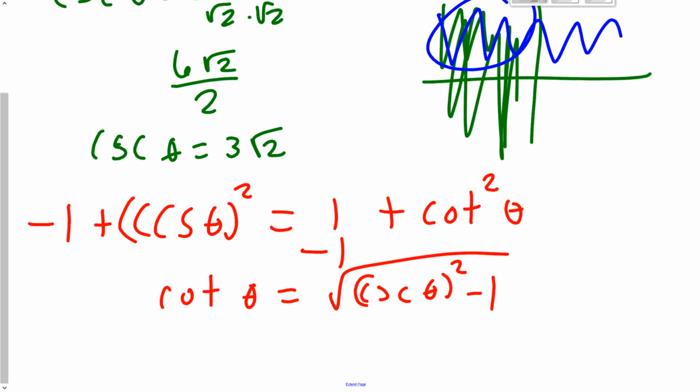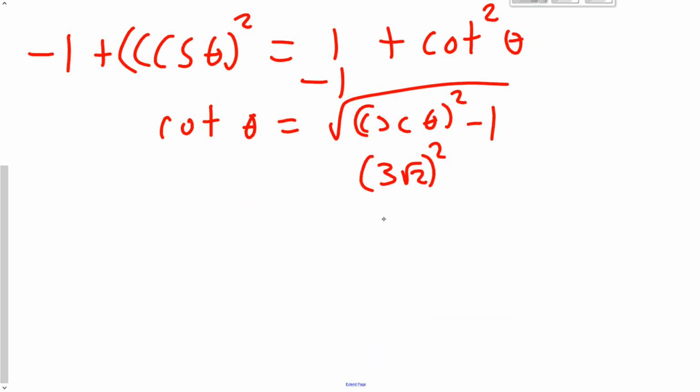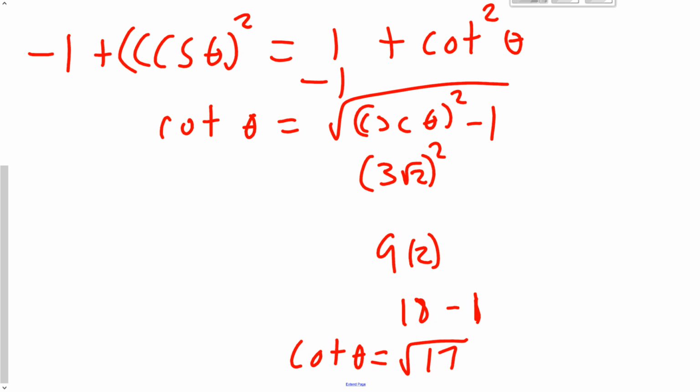So we can take 3 root 2 and square it. So that means I got to square the 3 and the root 2. So 3 times 3 is 9. Root 2 times root 2 is 2. 2 times 9 is 18. And then I'm subtracting 1, which is 17. I was getting used to doing it with fractions. So that is 17, so square root of 17. So there's cotangent. Cotangent of theta equals square root of 17.